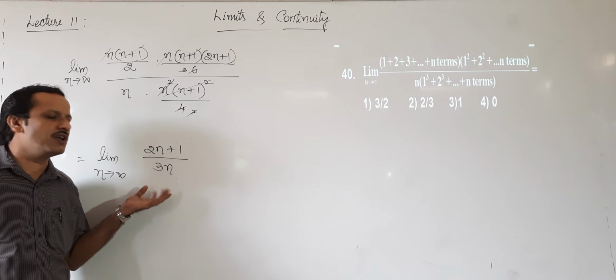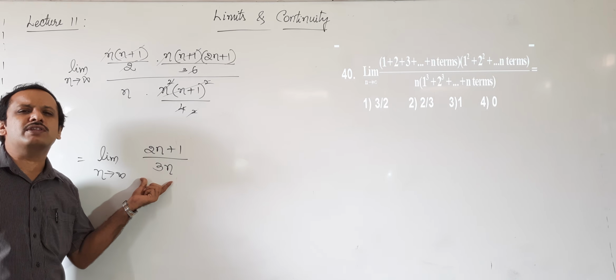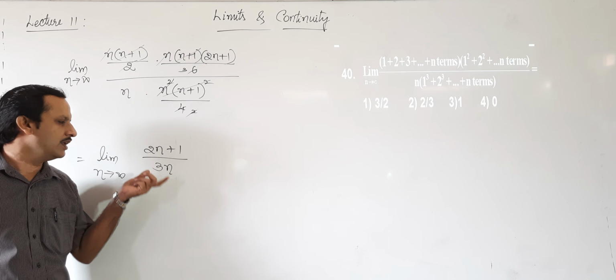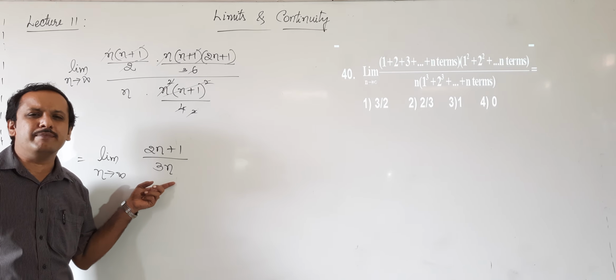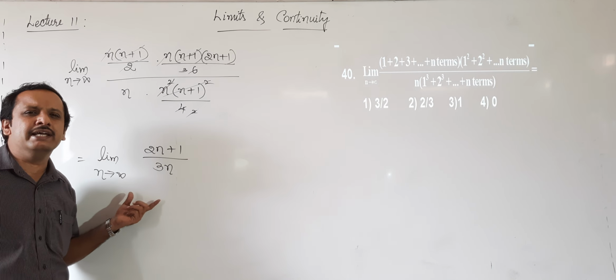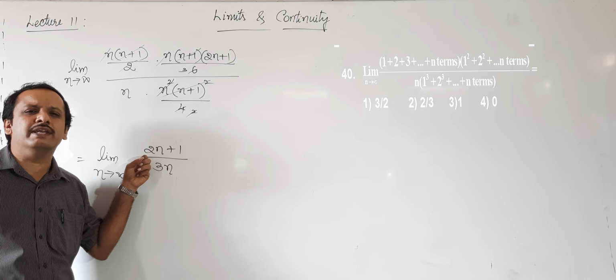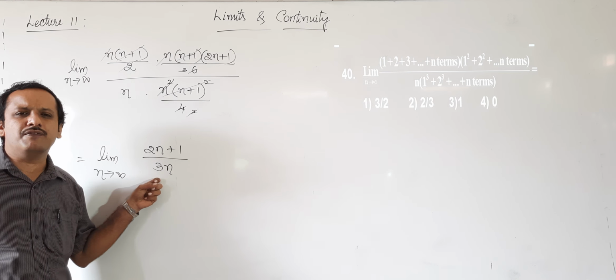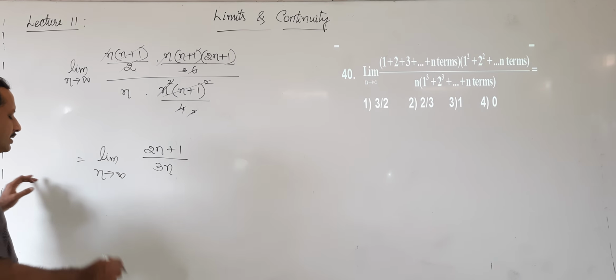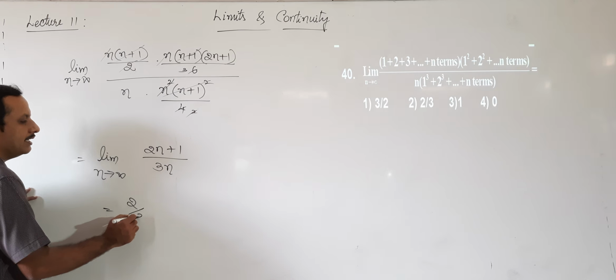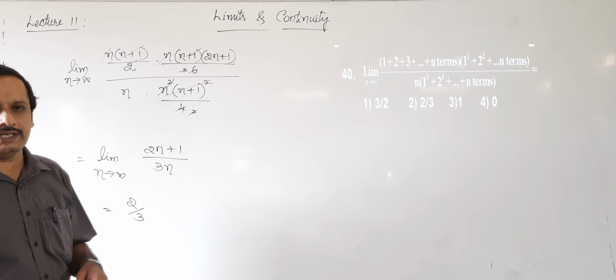Okay. Now you observe 2n plus 1 and 3n both are polynomials of degree 1. Both are polynomials of the same degree. Then the value of this limit is equal to the coefficient of highest power of n divided by the coefficient of highest power of n in the denominator. So this is equal to 2 by 3, second option.